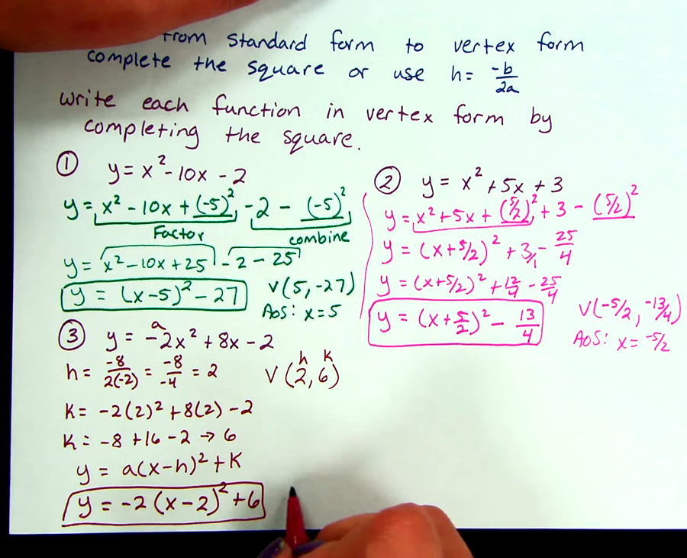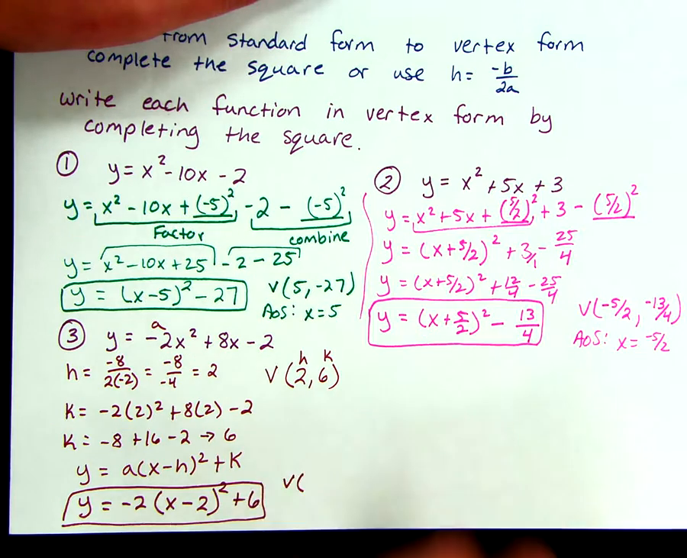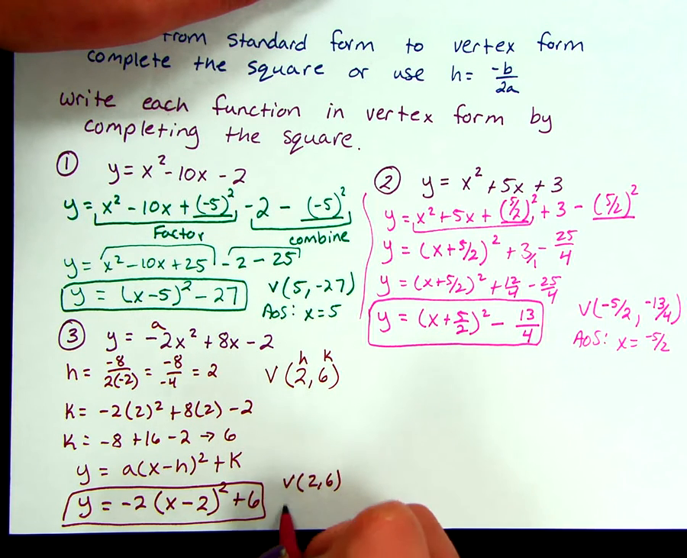And for practice, we already have the vertex, so vertex is 2, 6. And the axis of symmetry from that would be x equals 2.